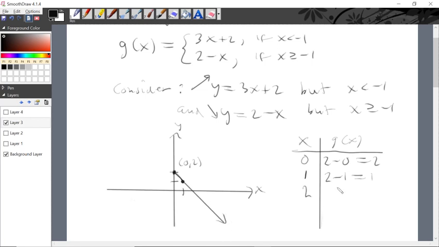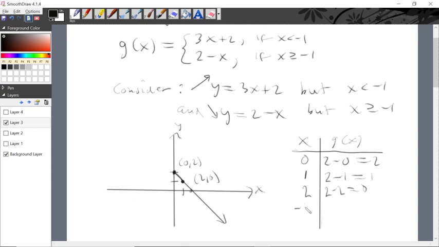So for instance, if x is equal to 2, we'll be at 2 minus 2 is equal to 0, right? So we'll be at the point (2, 0), and so on and so forth. It continues out to the right because x can be any number greater than negative 1, and we'd still be on that trajectory right there. Okay, but how far to the left? It only goes as far as negative 1.